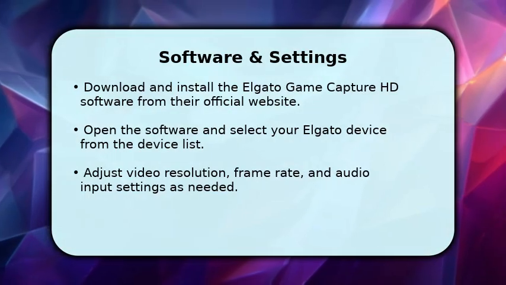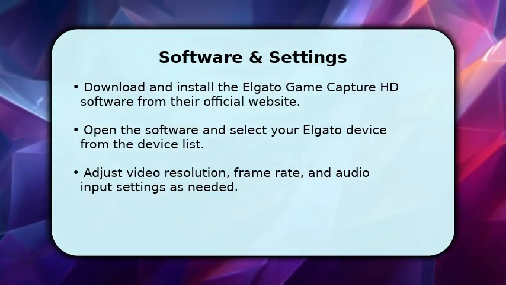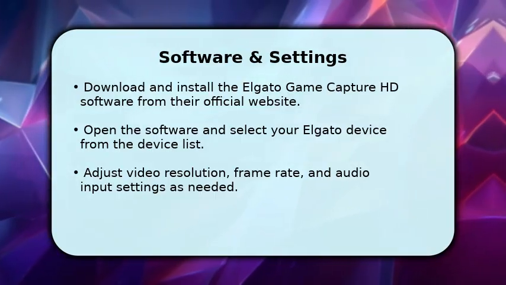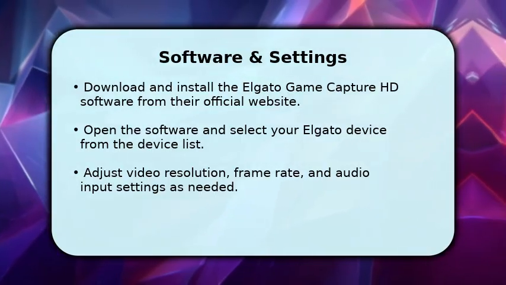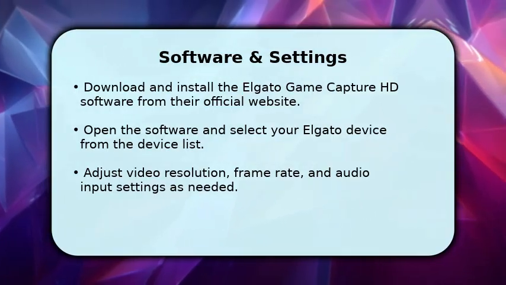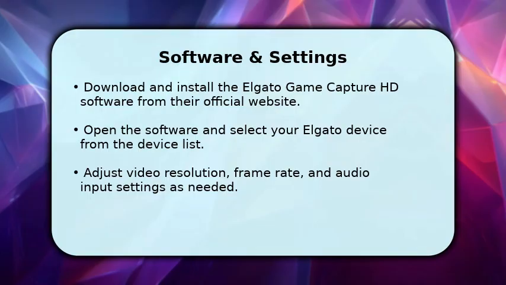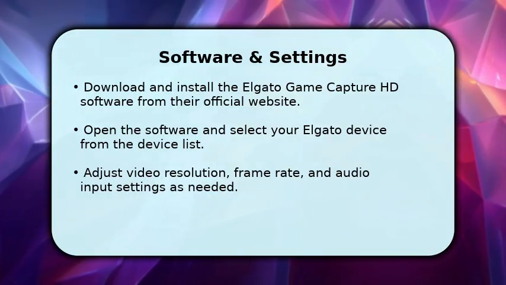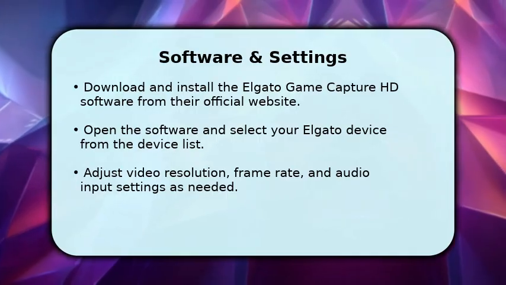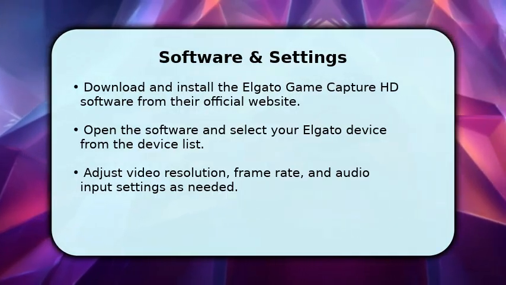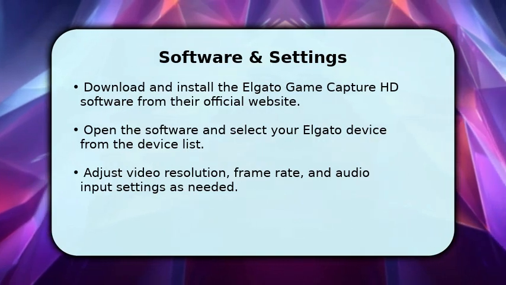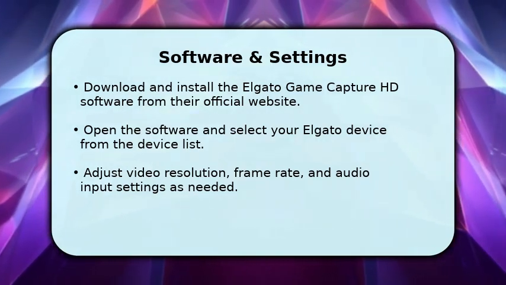Once your hardware is connected, the next crucial step is installing the necessary software. Head over to the official Elgato website to download and install the Game Capture HD application. After installation, launch the software and select your specific Elgato device from the drop-down menu. Here, you can fine-tune your capture settings, such as choosing a resolution like 1080 pixels, a frame rate of 60 frames per second, and configuring your audio input sources for optimal sound.